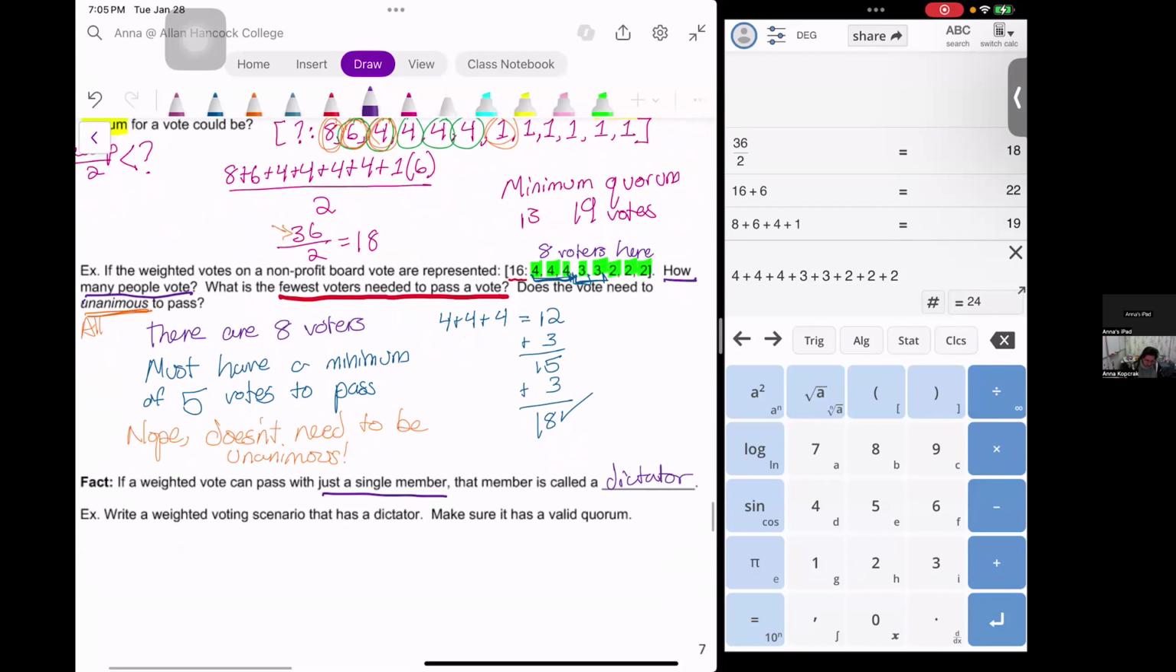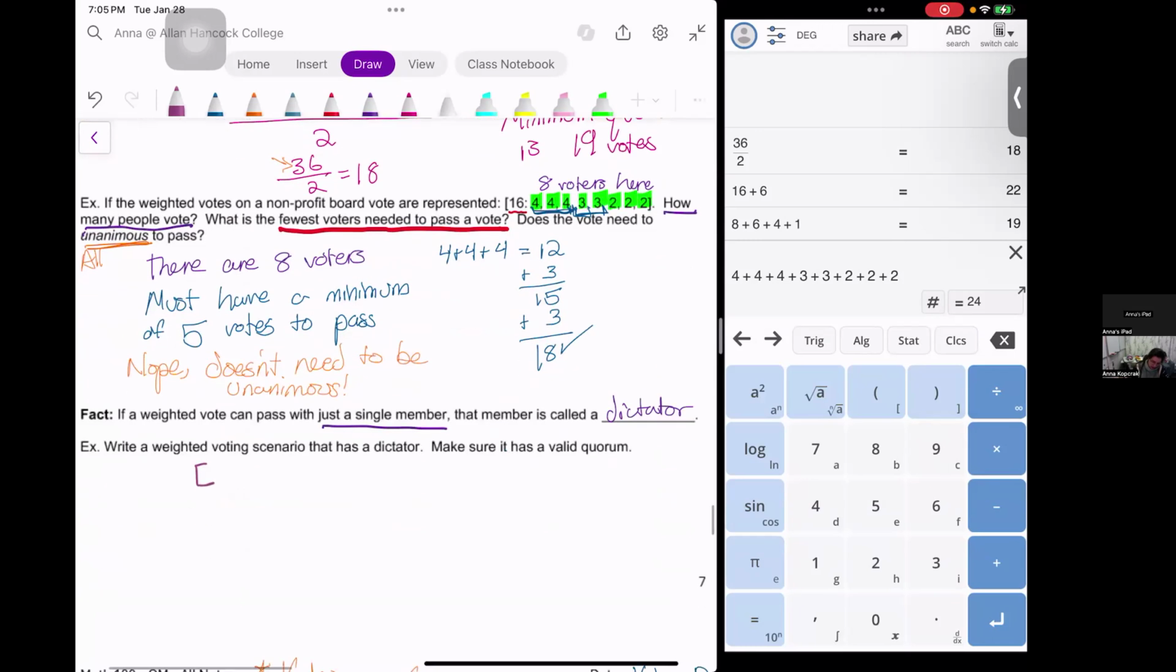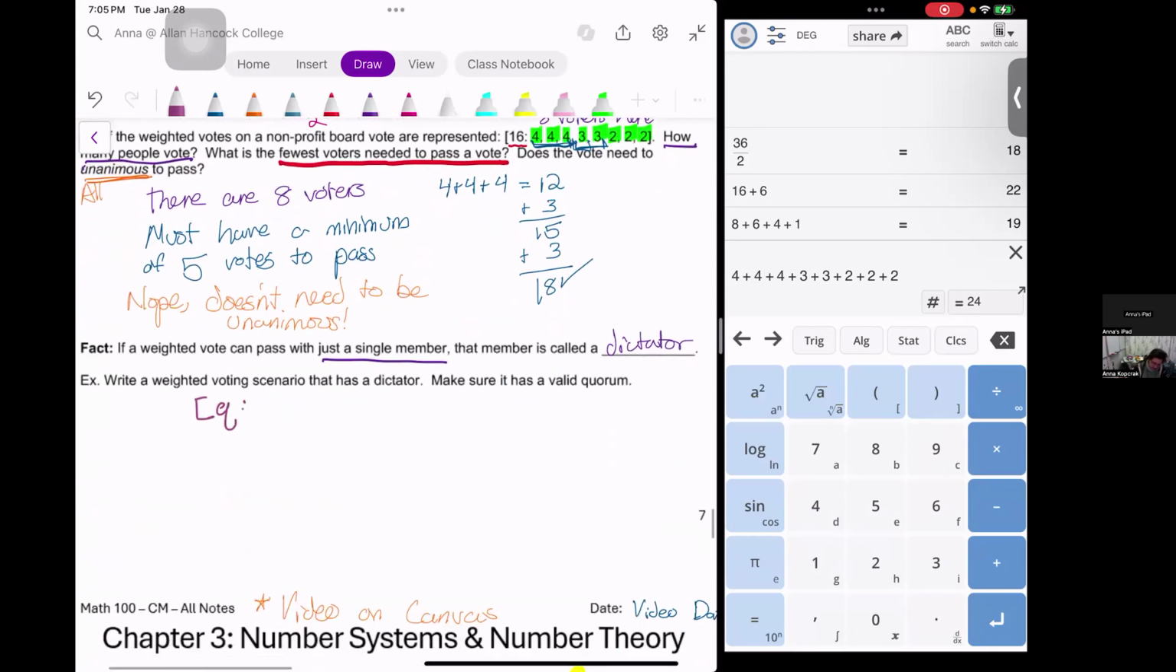Okay, so let's see if we can write a weighted scenario that has a dictator. We need to make sure we have a valid quorum. Okay. Now, I'm actually going to start really simply here. So I know that when I do this, I need a quorum and at least 2 voters, one to be the dictator and one not to be the dictator, right? Okay, if it's just a single person, it's not called a vote anymore. Okay, so I need a quorum and I need at least 2. I need at least 2 voters, an A and a B. I think I can do this with just 2.